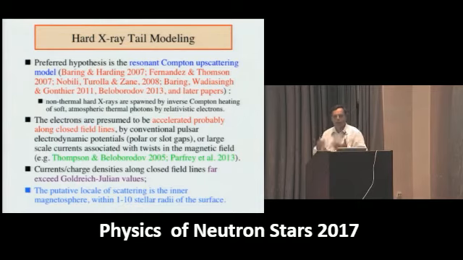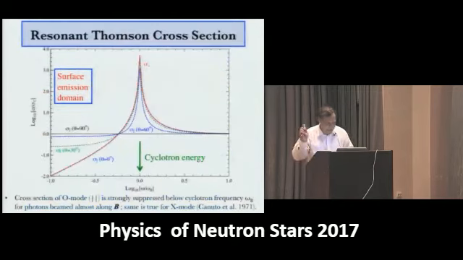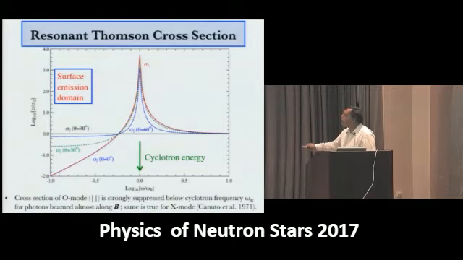That just comes about because you're talking about 10 to the 35 ergs per second in hard X-ray tail luminosity. So the putative locale of scattering is 1 to 10 stellar radii above the surface. Okay, physics, resonant Thomson cross-section. So if you're looking at Thomson scattering as we know it from electrodynamics, we have a flat cross-section, just like that, as a function of energy, log scale, in units of the cyclotron frequency.